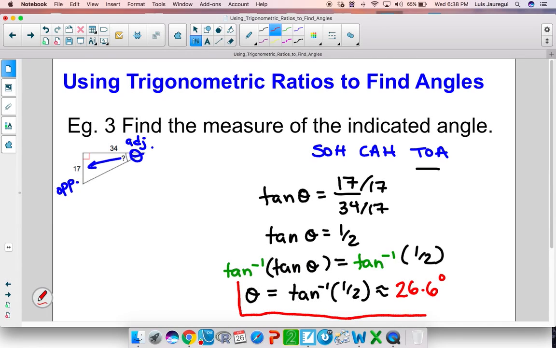And in a nutshell, we have both the approximate value for the angle, rounded to the nearest tenth, and we also have the exact value given by this expression. Keep in mind, as you're looking for the measures of angles, you probably want to use some inverse functions. So just pay attention to what labels you need to create.